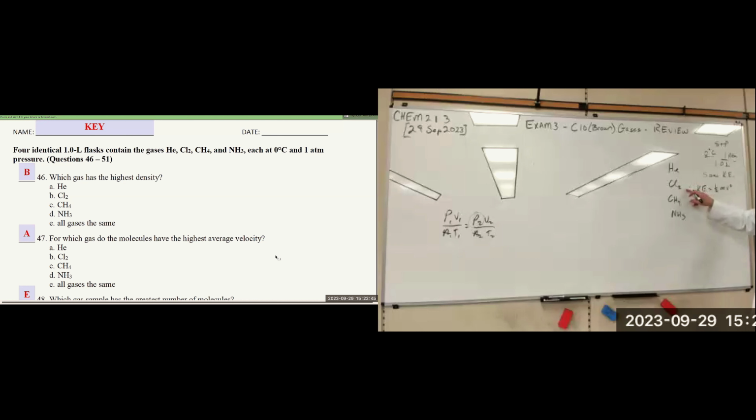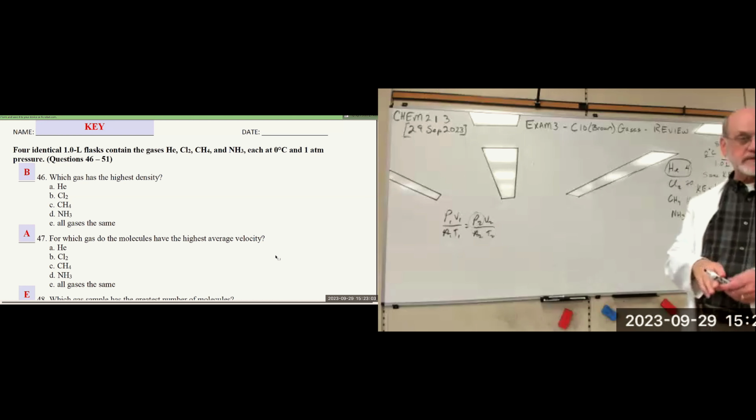Right. Chlorine is 35-45 each, which is about 70. It's a little more than 70 actually. 12 plus 4 is 16. And this is 14 plus 3 is 17. And helium is 4. So there's your answer. That one has to be moving the fastest.